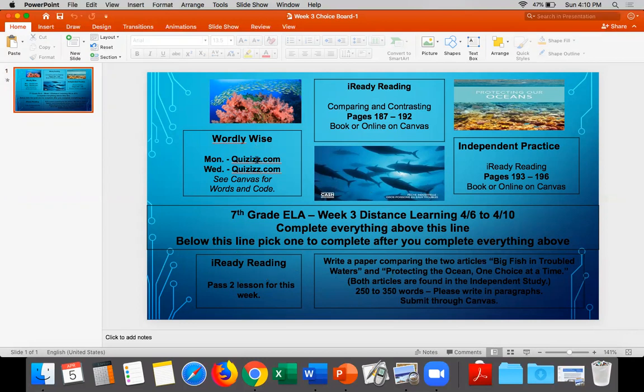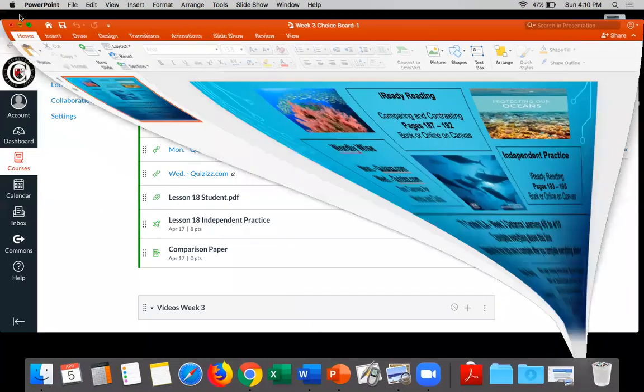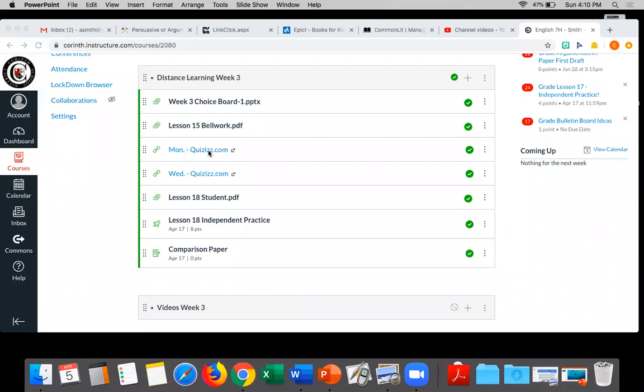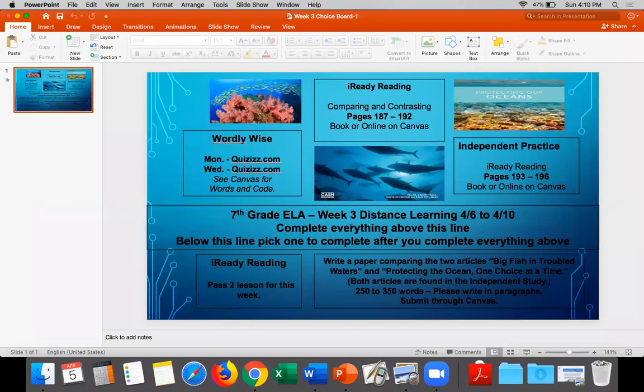So Monday, you need to do a quiz. Let's go back to the module for a second. It's right there. There's lesson 15 bell work that you can download. You don't have to do the whole packet. I just wanted you to have the definitions, and it just comes as a whole PDF packet, okay? So you've got the definitions in order to do Monday's quizzes and Wednesday's quizzes. So let's look back at the choice board.